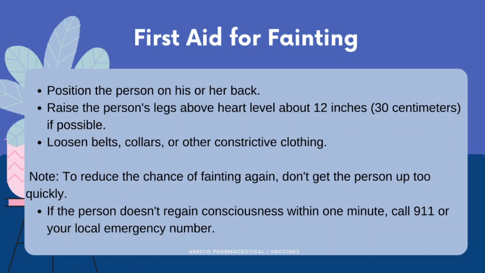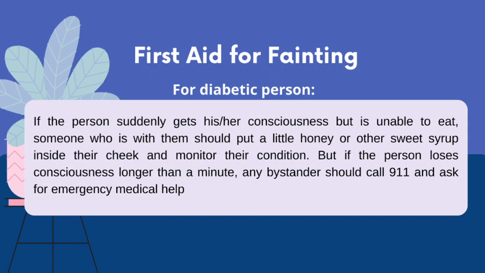Upon applying first aid to someone who just fainted, position the person on his or her back. Then raise the person's legs above heart level, about 12 inches or 30 centimeters, if possible. To ensure that the person can breathe properly, loosen belts, collars, or other constrictive clothing. But if the person doesn't regain consciousness after a minute, one must call the emergency hotline immediately. So this is the first aid for fainting for a normal person.